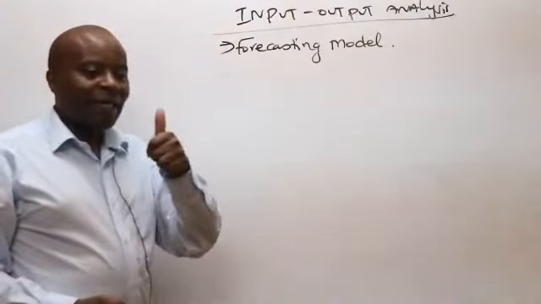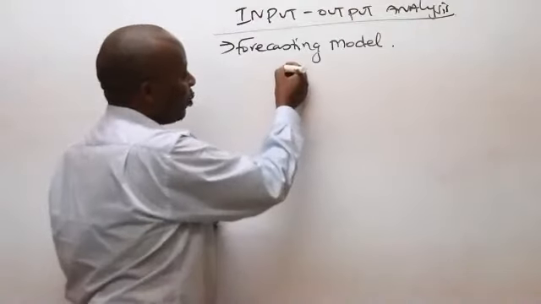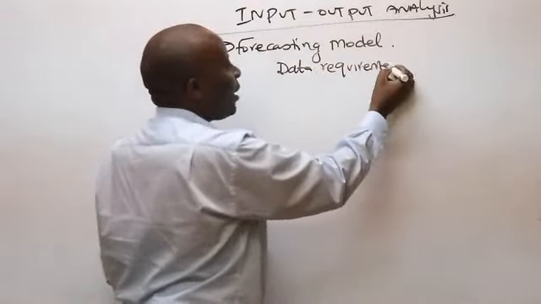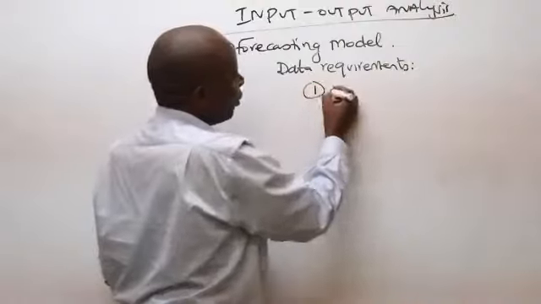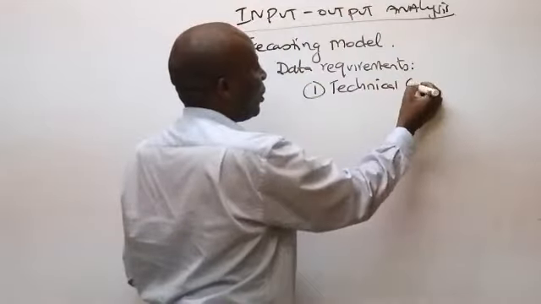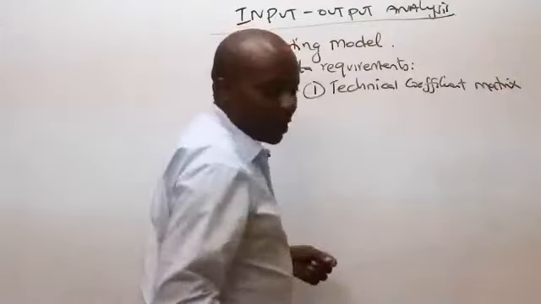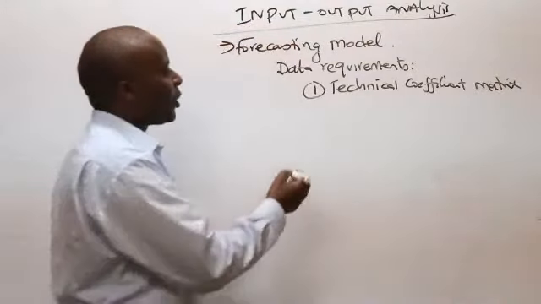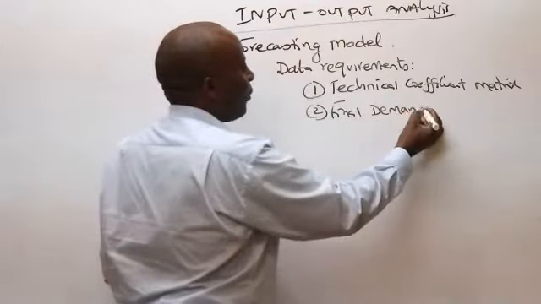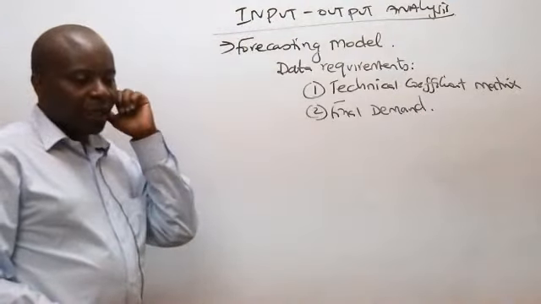Normally, ladies and gentlemen, you'll be given two things. So in this case, the data requirements for you to be able to predict: number one, you need what we call the technical coefficients matrix. And then number two, you need what we call the final demand.